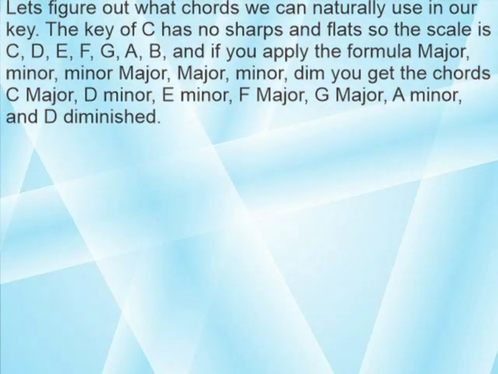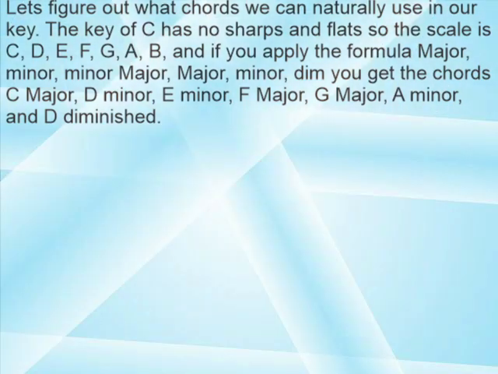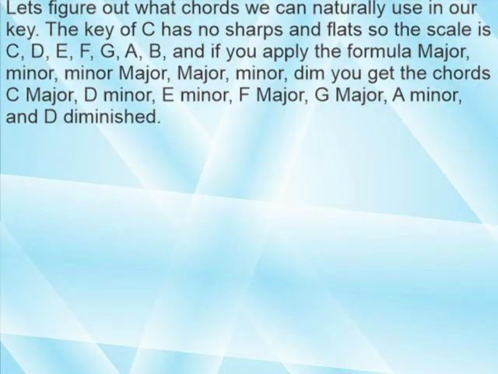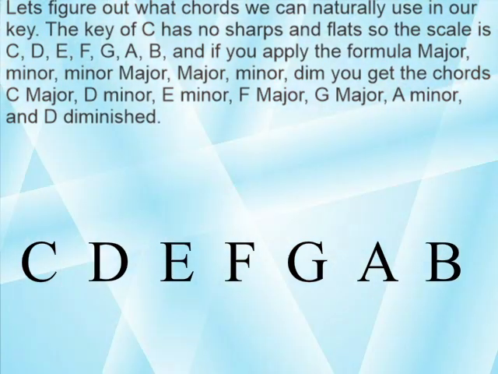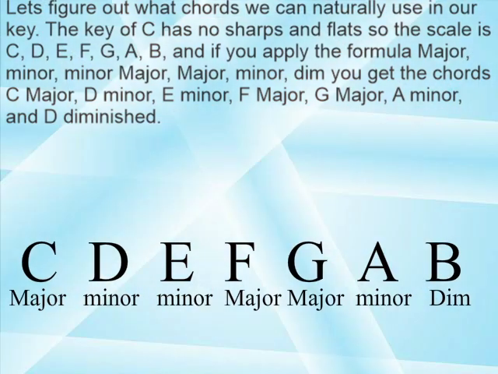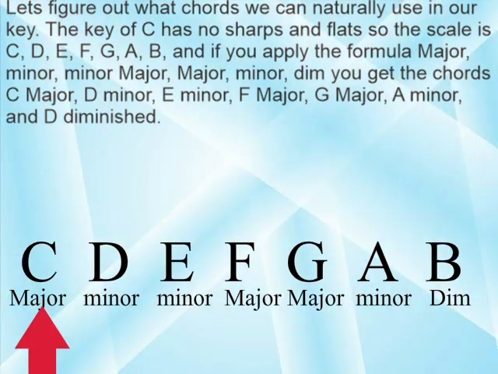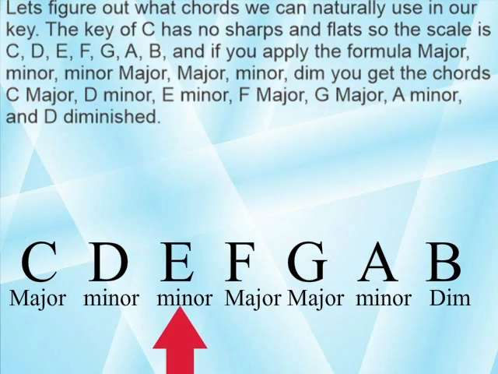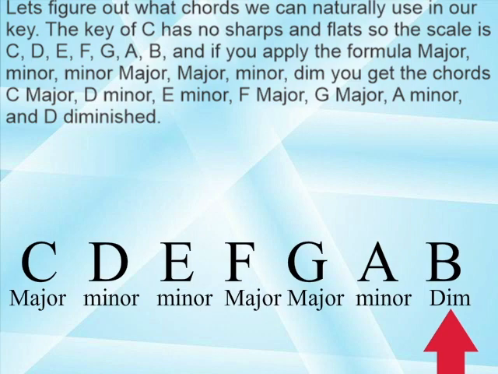Let's figure out what chords we can naturally use in our key. The key of C has no sharps or flats, so the scale is C, D, E, F, G, A, B. And if you apply the formula major, minor, minor, major, major, minor, dim, you get the chords C major, D minor, E minor, F major, G major, A minor, and B diminished.